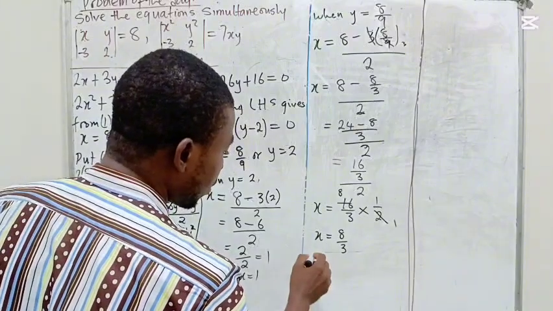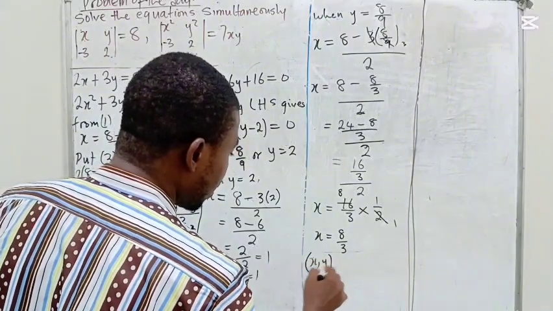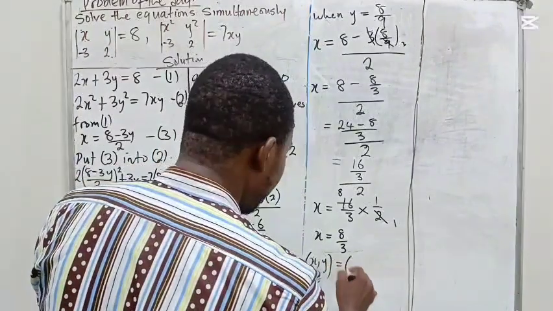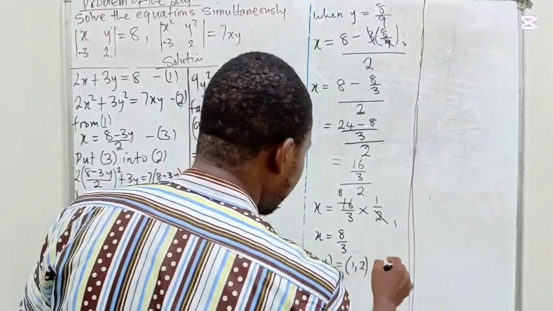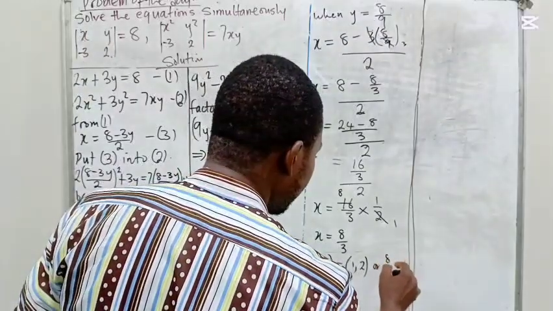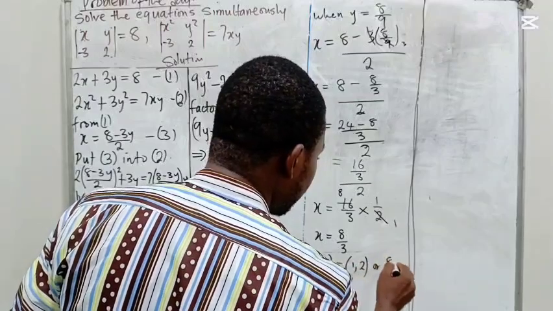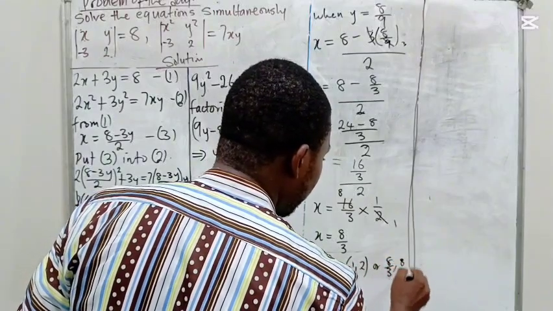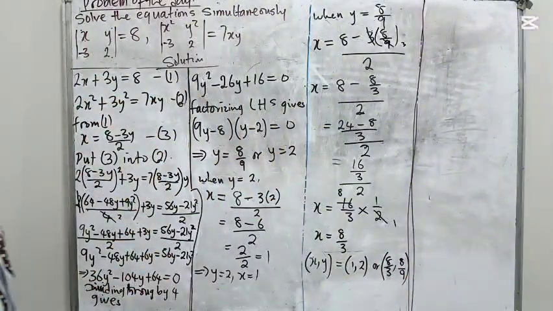So the solutions are that x comma y is equal to 1 comma 2, or 8 over 3 comma 8 over 9. So these are the solutions to this equation that satisfy it.